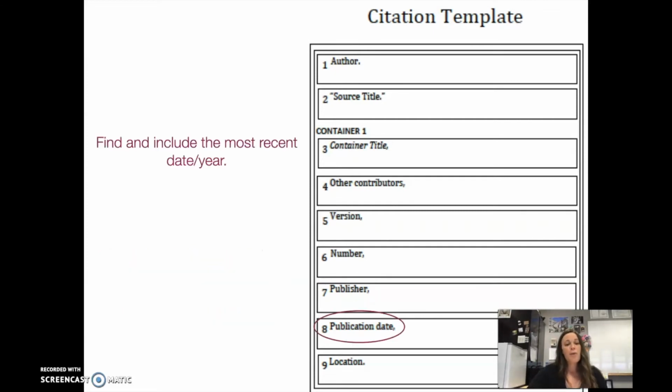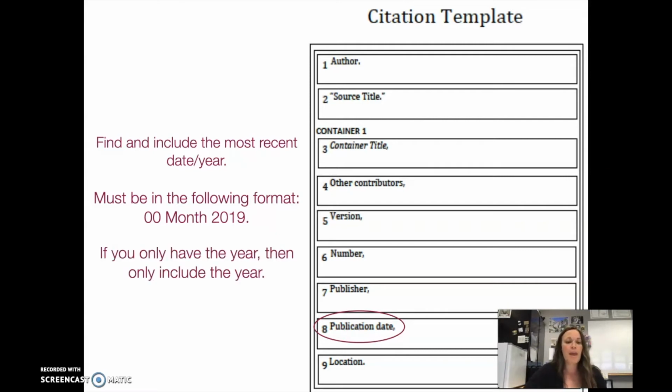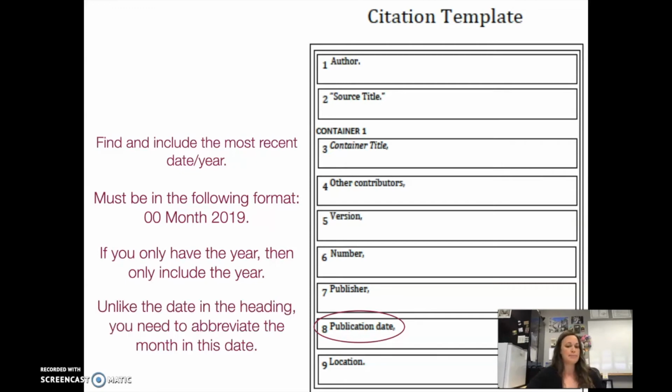Publication date, you're going to want to find and include the most recent date or year. And it should be in the following format: day, 2 numbers for the day if you have it, the full month, and the full year. Okay, and then you actually don't put a period, you put a comma. If you only have the year, and that's really common for websites, then only include the year. Don't make up a date.